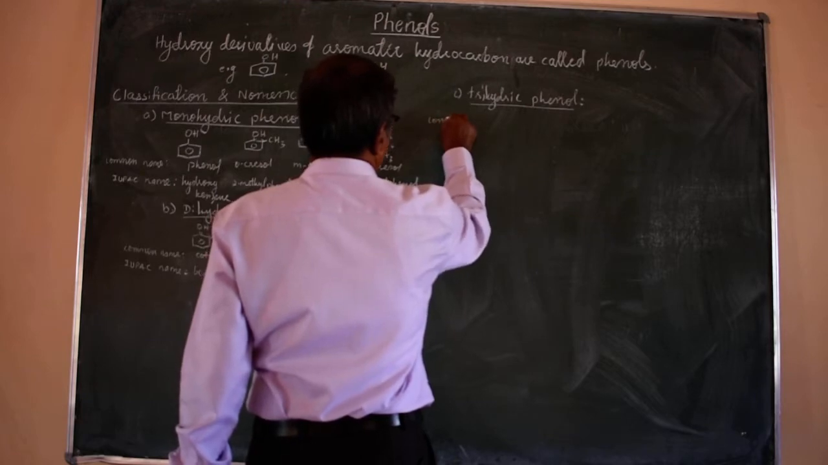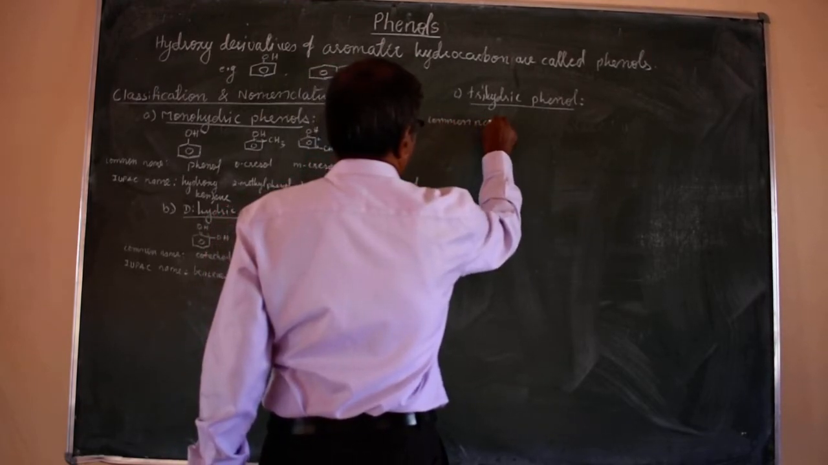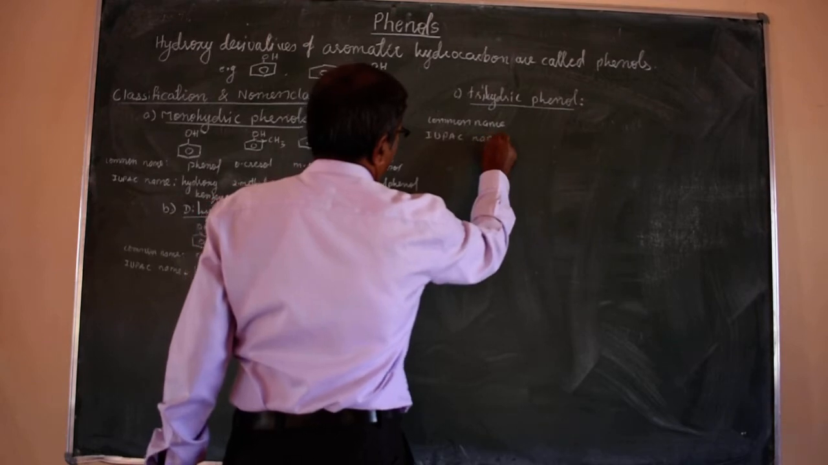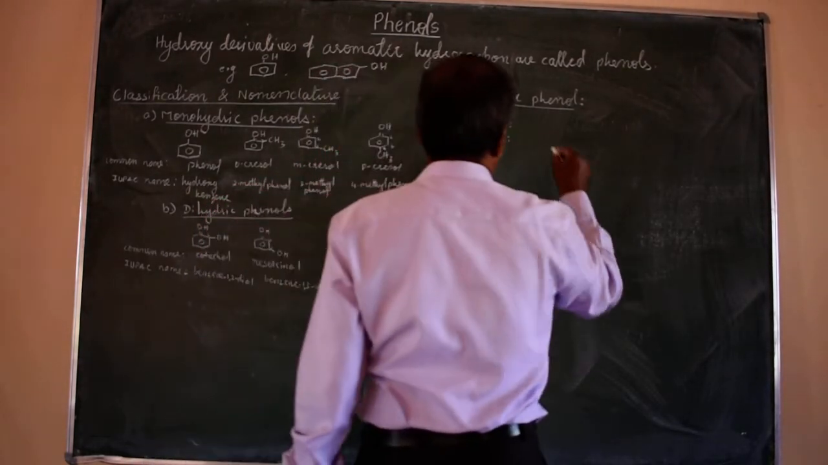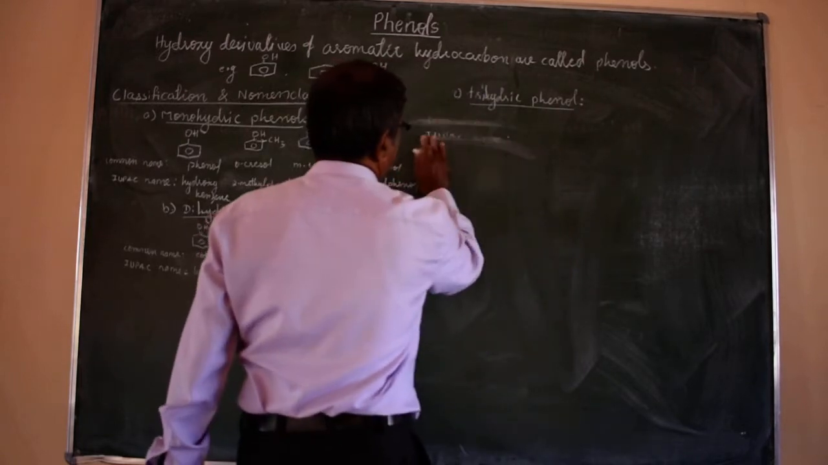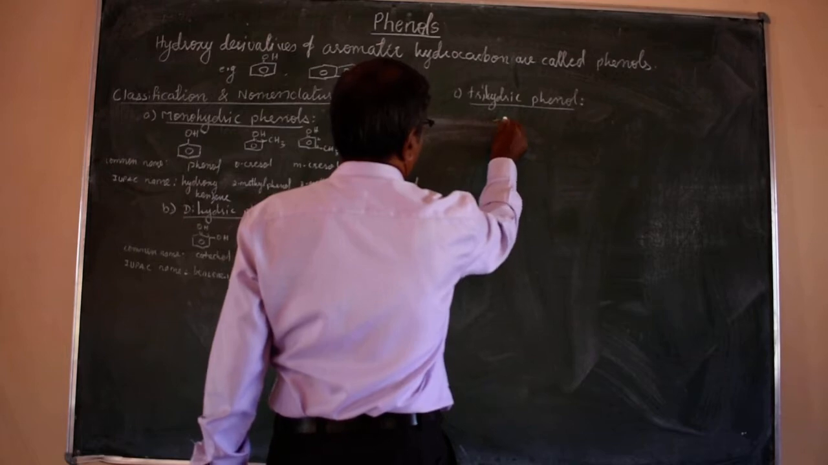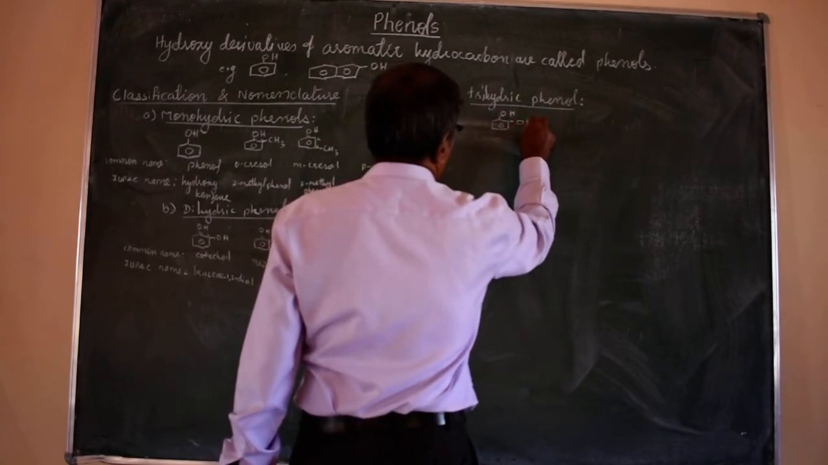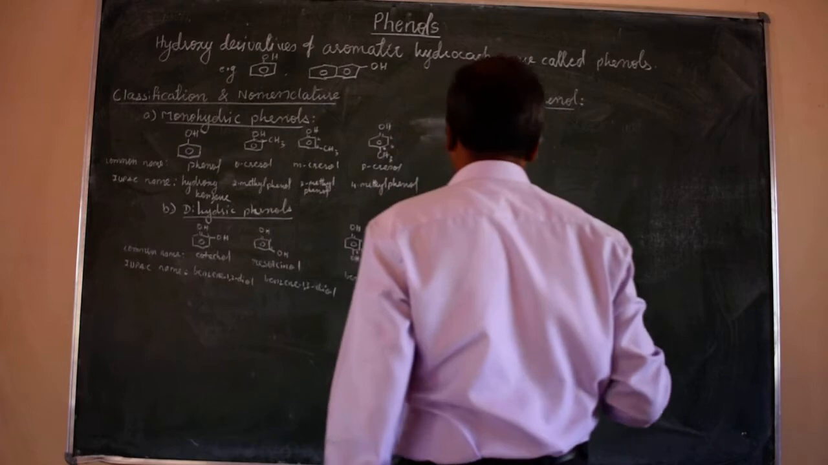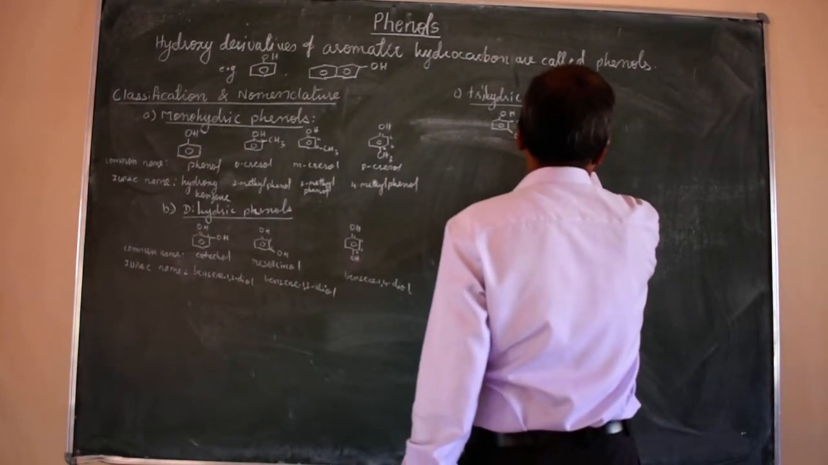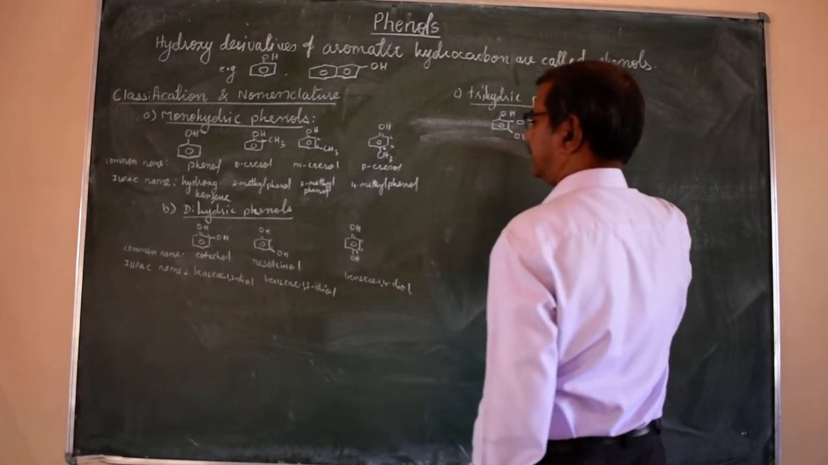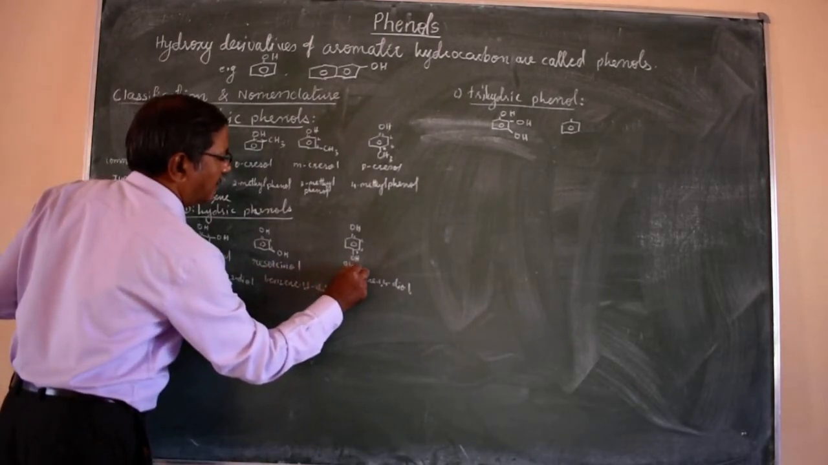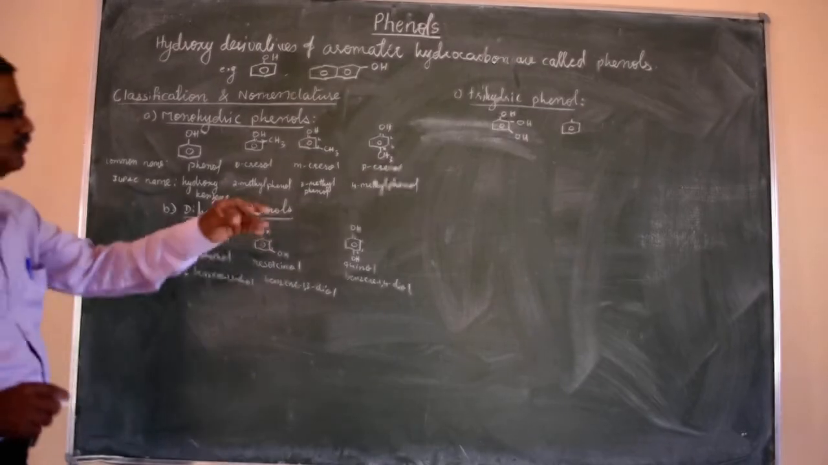So trihydric phenols, examples you have to write, contain 3 OH groups. Common name, then we have IUPAC. First, I am writing examples. We have 3 OH groups in a molecule, attached to the benzene ring. The common name for this one is quinone.